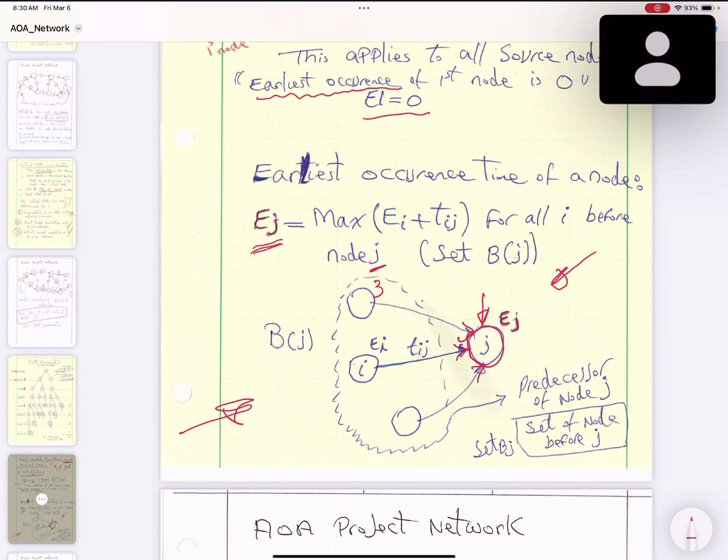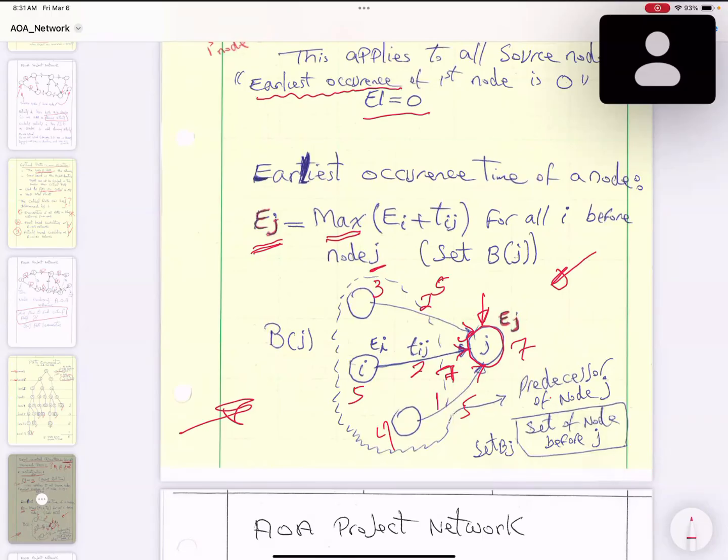The duration for these two days: let's say the earliest start for this is 5 and the duration is 2 days for this activity. The earliest for this one is 4 and the duration is 1 day. The formula says E sub i plus T sub ij, and you take the maximum. So what is 3 plus 2? 5. 5 plus 2 is 7. 4 plus 1 is 5. So how early can you start this activity here? You take the maximum. You put 7 over here because 7 is the max.